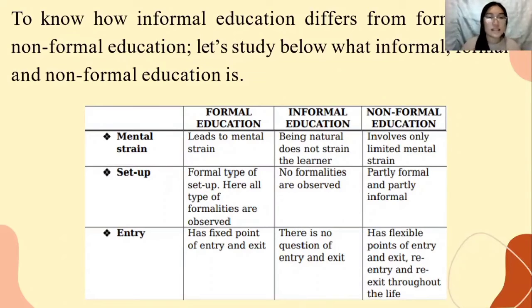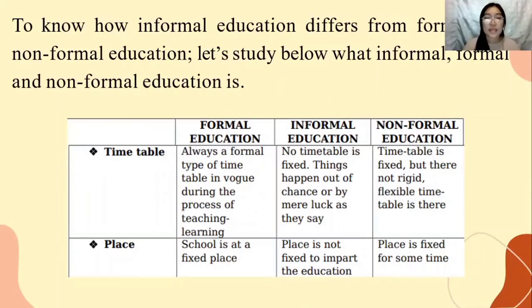Next, the timetable. The timetable of formal education is always a formal type of timetable in vogue during the process of teaching and learning. And in informal education, no timetable is fixed. Things happen out of chance or by mere luck, as they say. In non-formal education, the timetable is fixed, but it is not rigid. A flexible timetable is there.